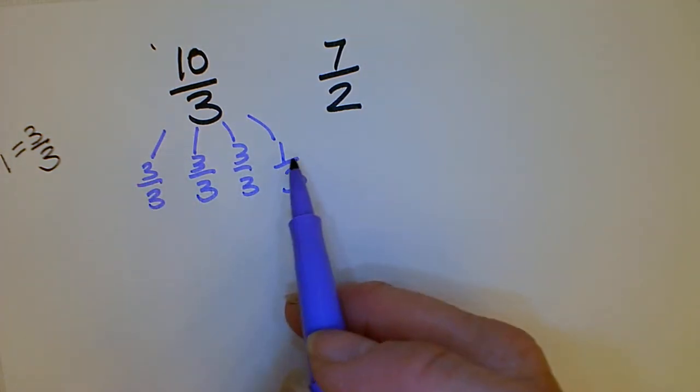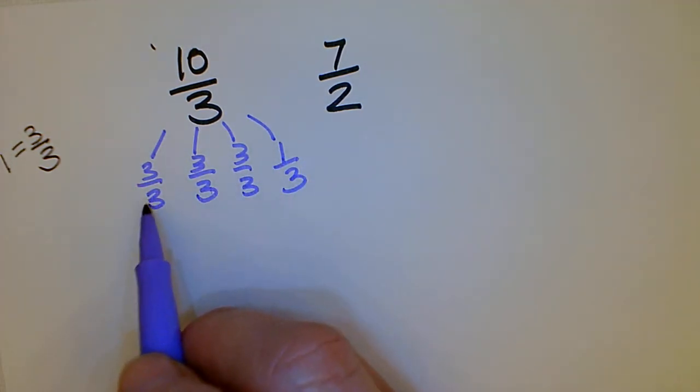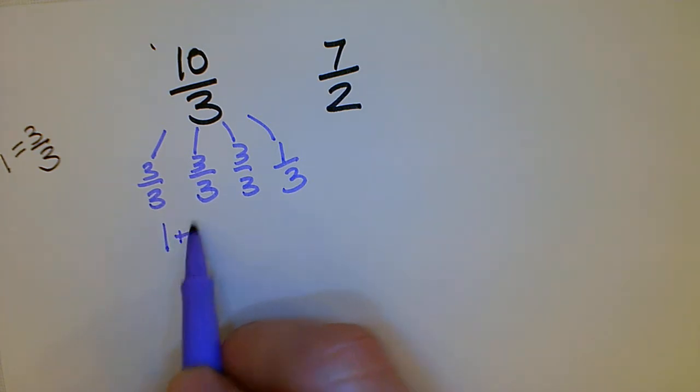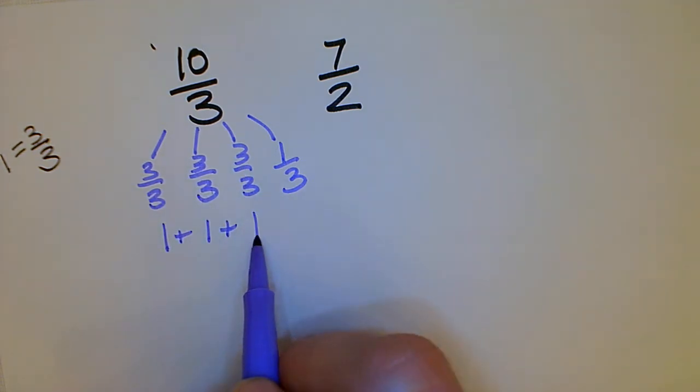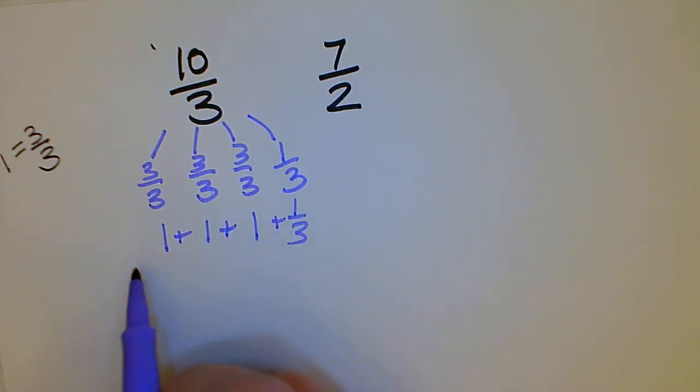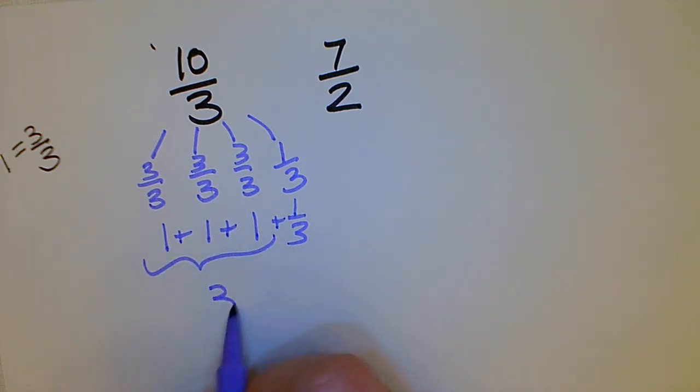Now, I want to turn this into mixed numbers, so I have to take each of these and realize that 3 thirds is 1, 3 thirds is 1, 3 thirds is 1, and a third. So we have 3 and a third.